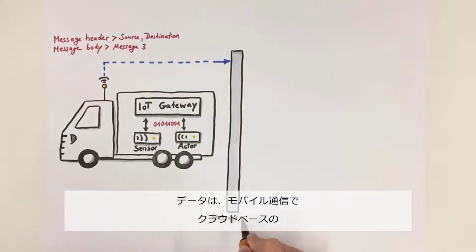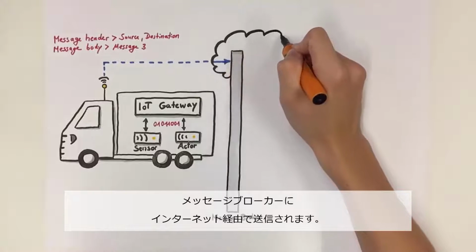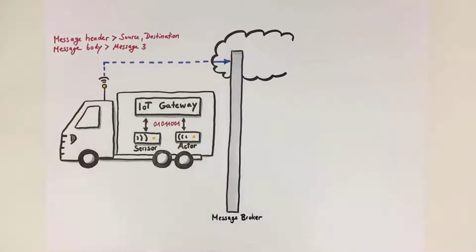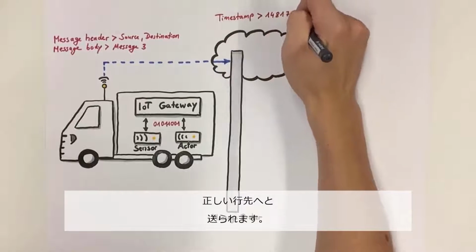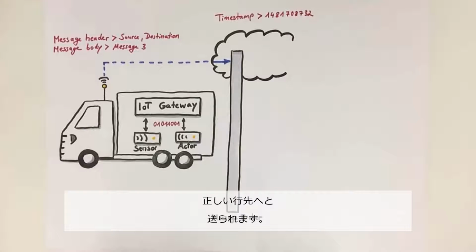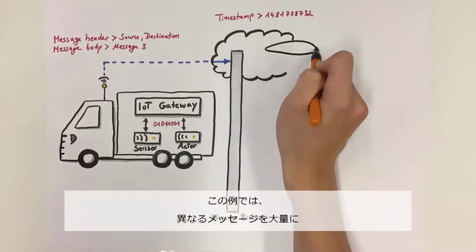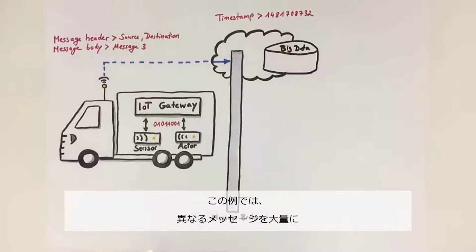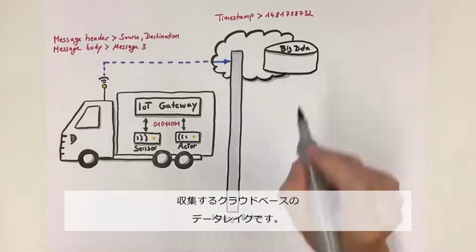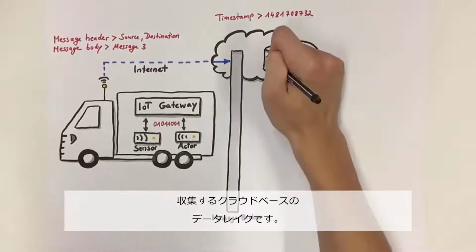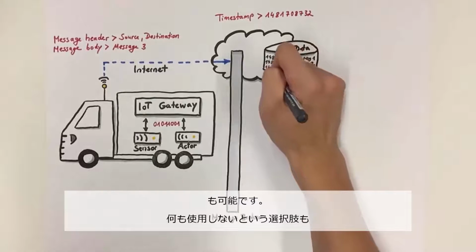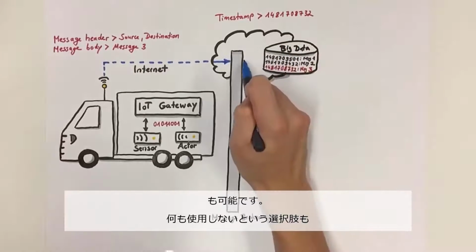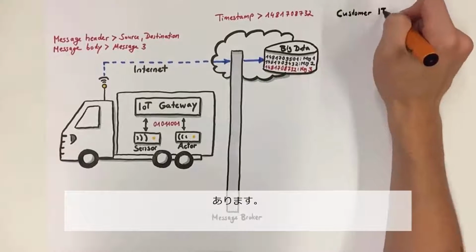With a mobile connection, the data is transmitted to a cloud-based message broker via an internet connection. The data is given a timestamp here and is forwarded to its correct destination. In our example, this is a cloud-based data lake which collects a large amount of different messages. Of course, different deployment options are possible too, where other elements are used in the cloud, or maybe none are used at all.